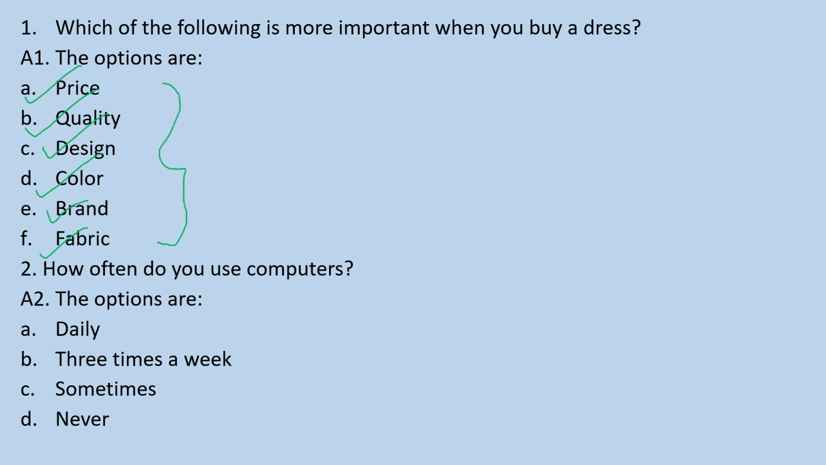The next question is: how often do you use computers? The options for this can be daily, three times in a week, sometimes, or never. So these are the options which can occur.